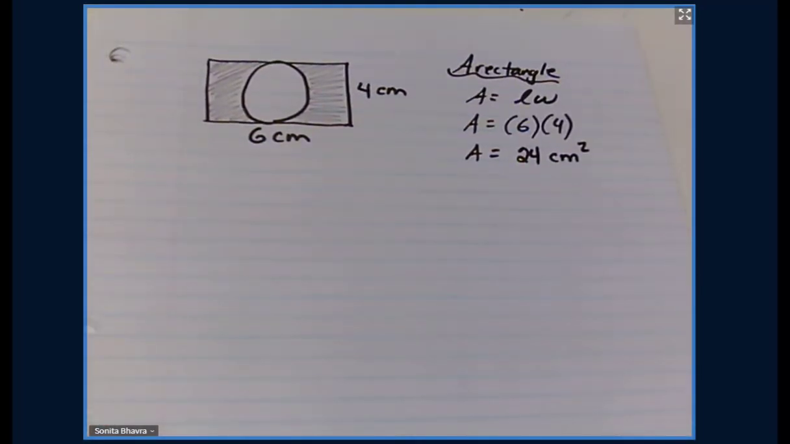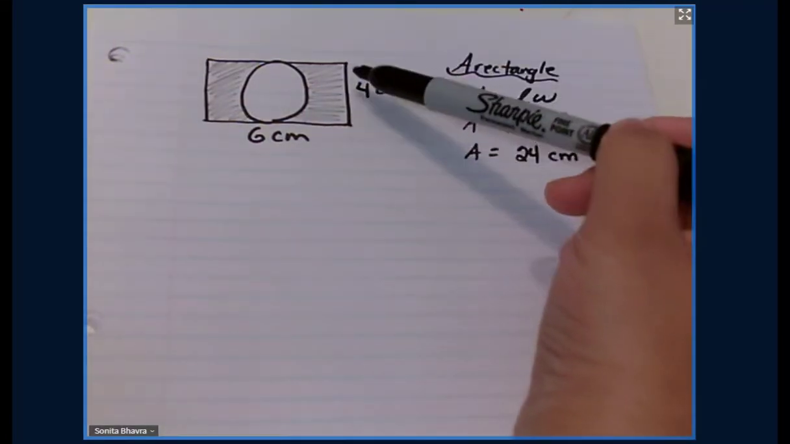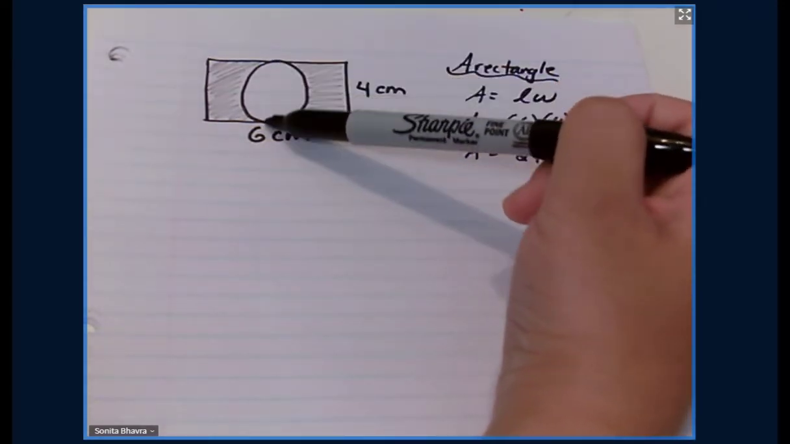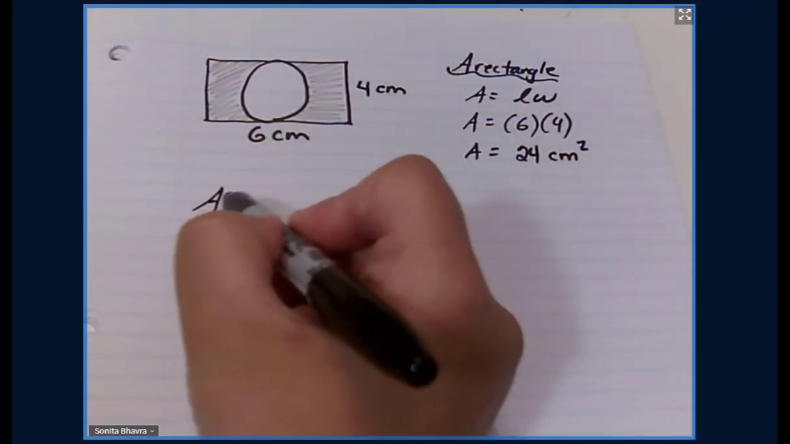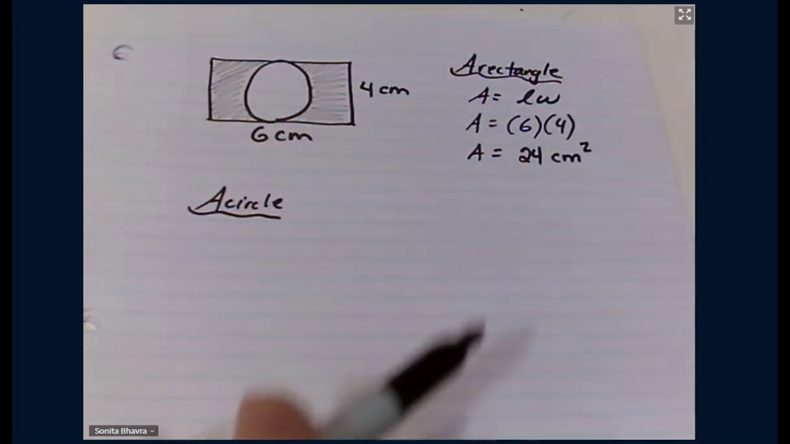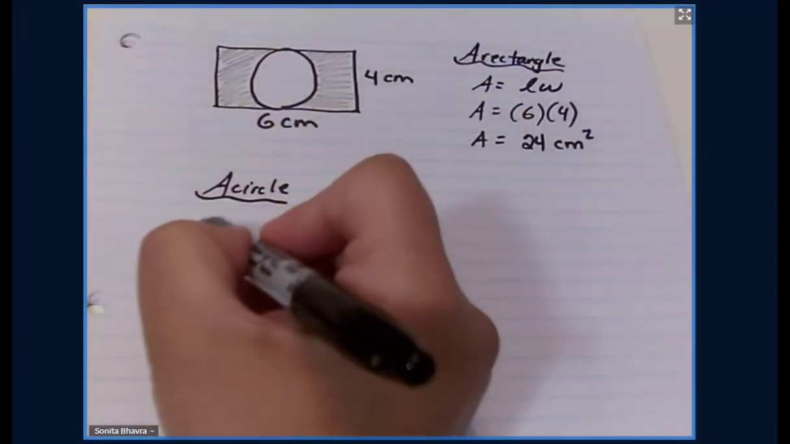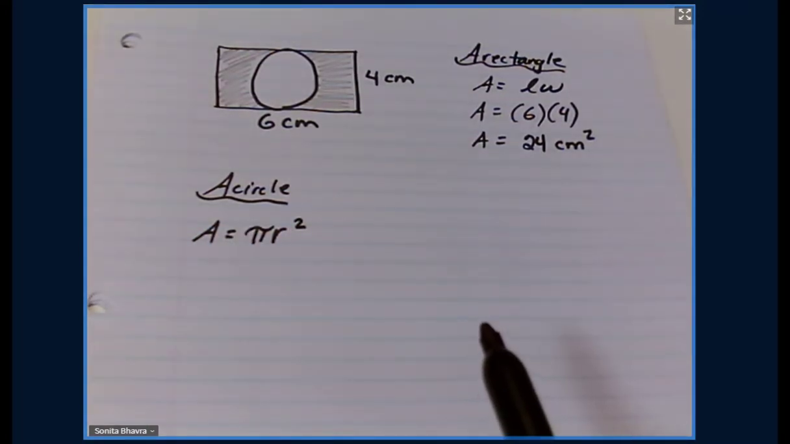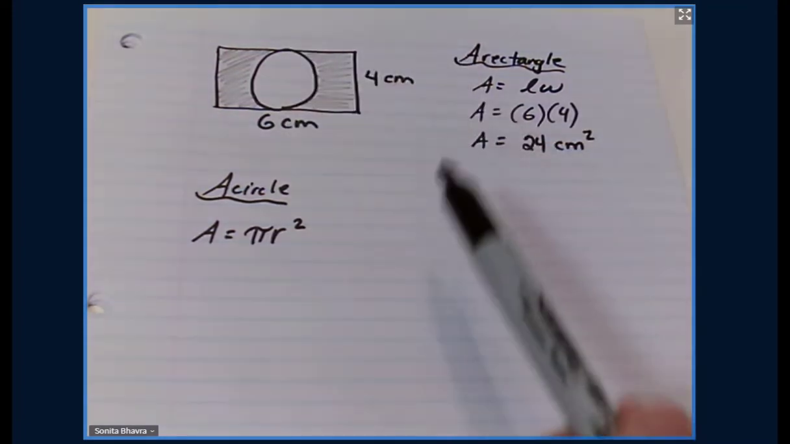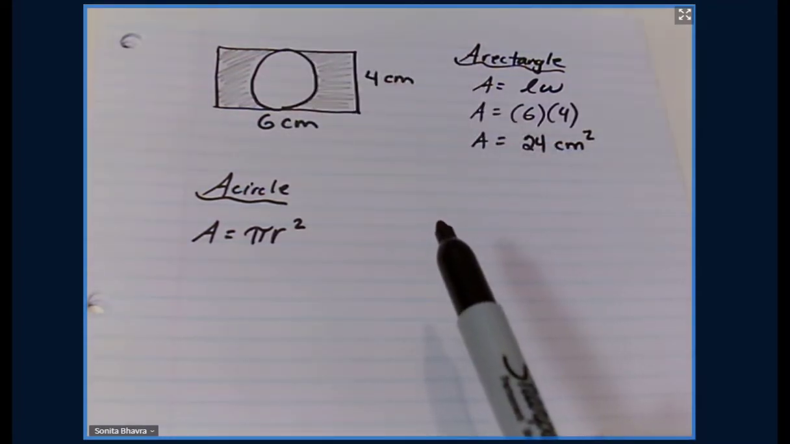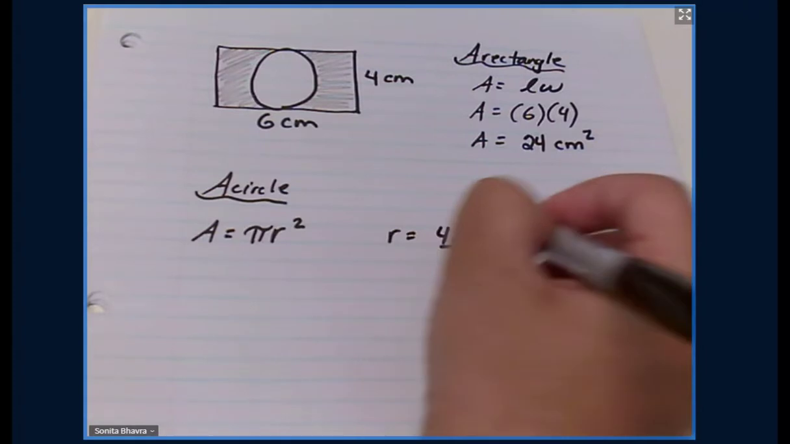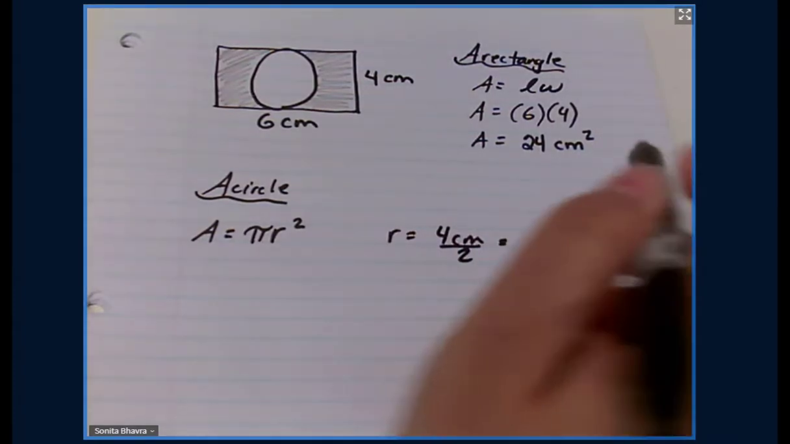Next, we have to figure out the area of the circle. Notice here the length from here to here is 4 centimeters. That means the diameter of the circle is also 4 centimeters. The formula for the area of a circle is A equals pi r squared. So we need to figure out our radius. Well, we have our diameter. Our diameter is 4 centimeters. Our radius is half that. So our radius is equal to 4 centimeters divided by 2, which is 2 centimeters.